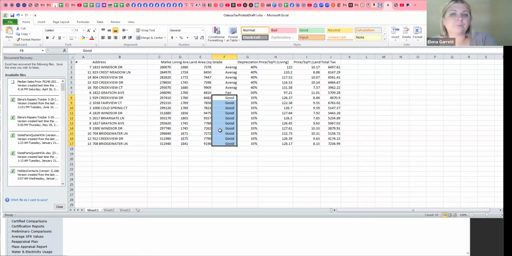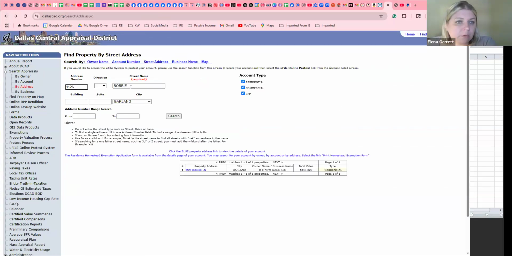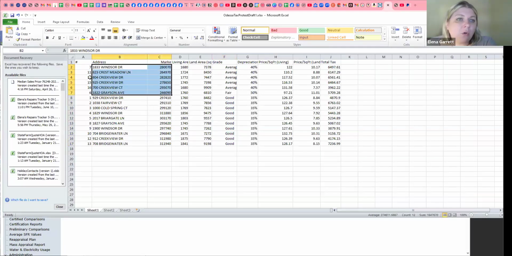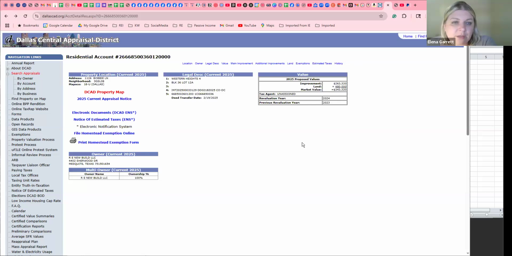Okay, so what I'm going to do is go to Dallas County Central Appraisal District and search appraisals. Let's just say that I found information about properties that are similar to mine. All I need to do is enter their information into this find property by street address field, and then I should get a similar breakdown right here.